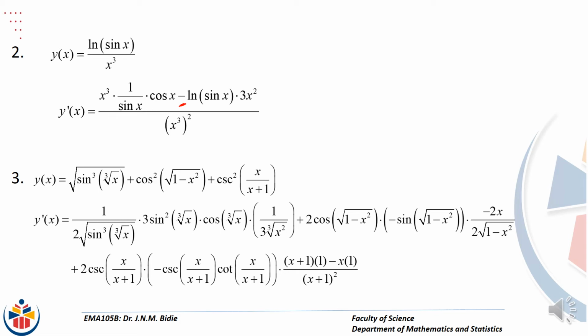Okay, we go to number 3. Quotient rule is in the argument of the last term. All the other terms, they use the chain rule. Now let's do this. The derivative of the square root of sine cubed of the cube root of x.